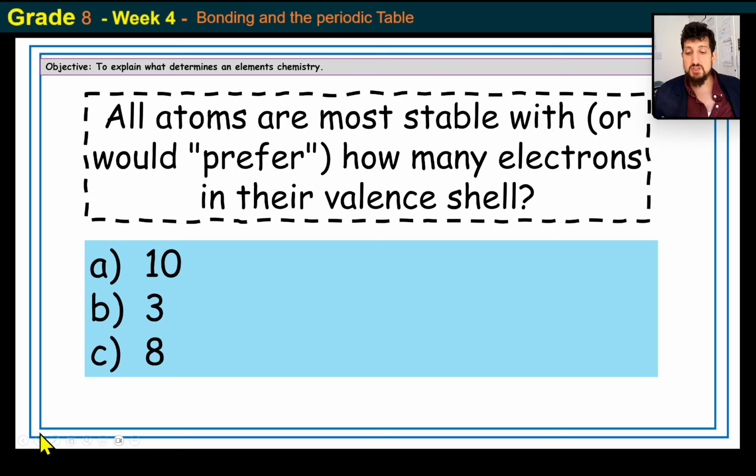All atoms are most stable with, or would prefer, how many electrons in the valence shells? Most of the time it's 8. Most of the time it's 8. Sometimes it's 2, like helium and hydrogen. Sometimes it's 2n squared, so sometimes it's 18. But we'll not talk about those situations.